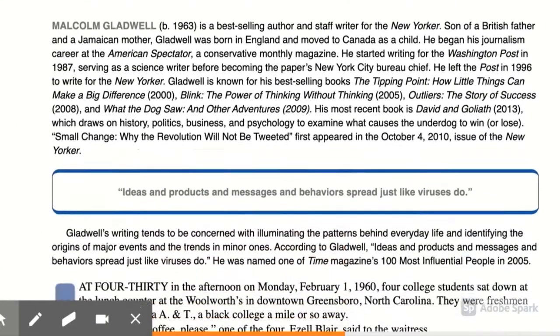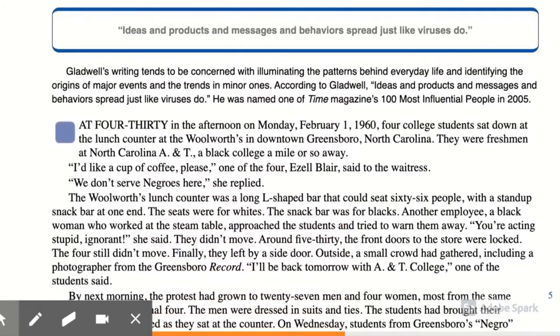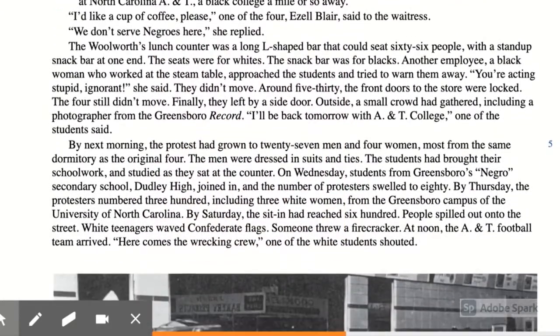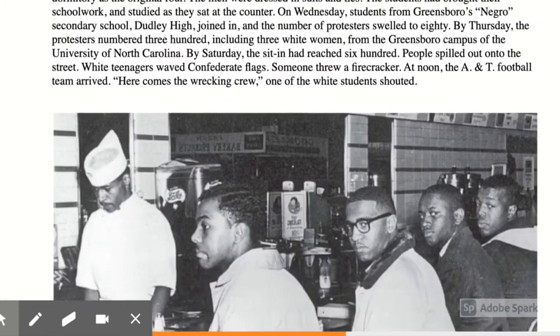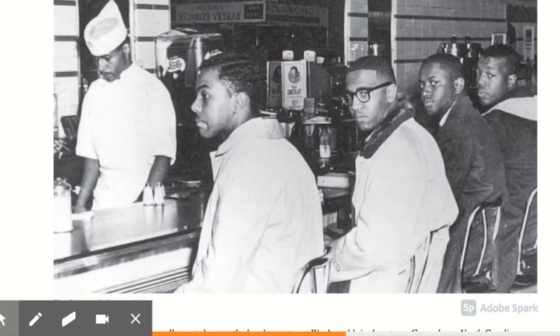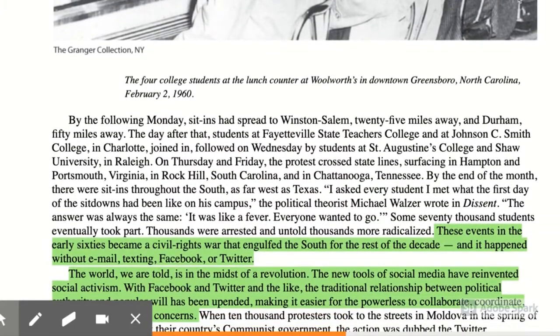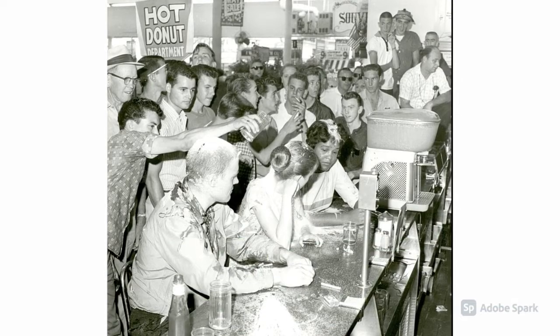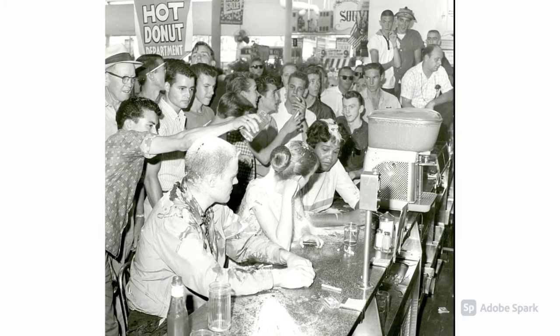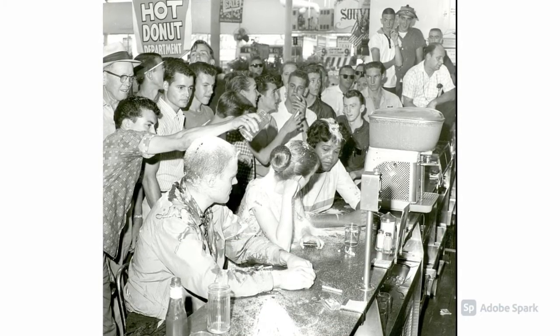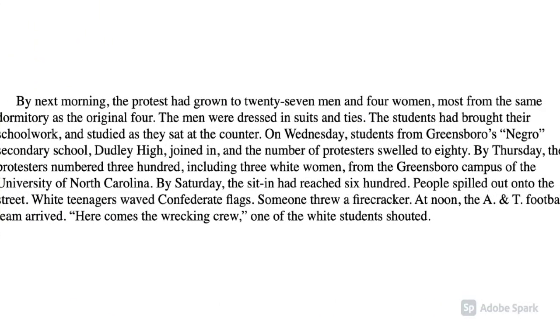The first 6 paragraphs of Gladwell's essay are one long anecdote that details the origin and escalation of the Woolworth's lunch counter sit-in protests against segregation, which began in Greensboro, North Carolina. The introductory anecdote hooks the reader's attention by building tension. Let's take a look at an example that appears in paragraph 3.